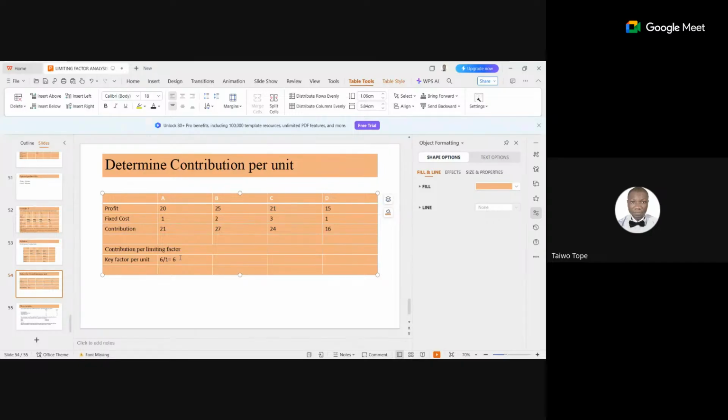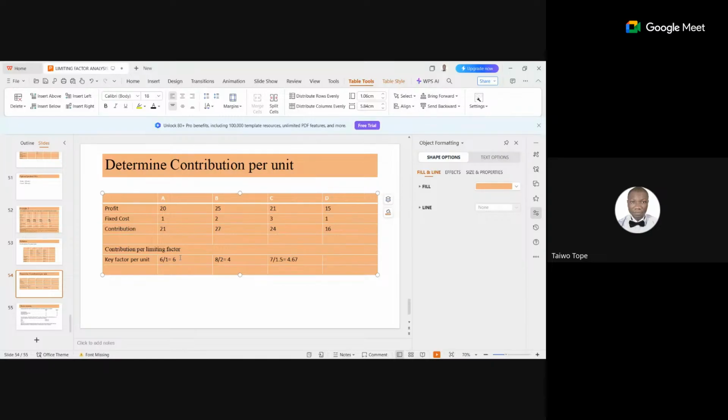For B, same approach. You incur 8 naira overall to produce 1 unit in terms of hour. How much are you paying per hour? 2 naira. How many hours do you use? 4 hours. For C, also, you incur how much overall? 7, right? And the cost per hour is what? 1.5. And the result will be what?